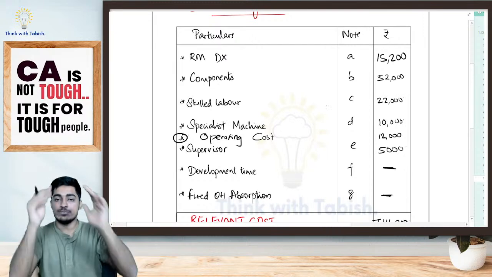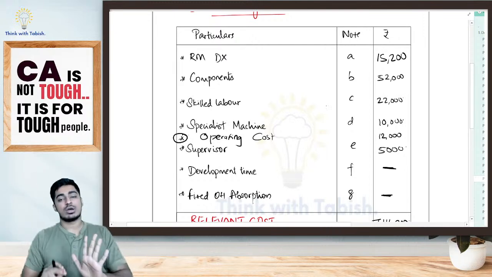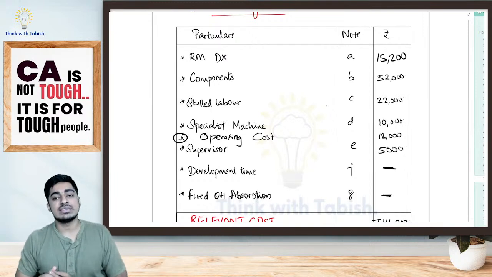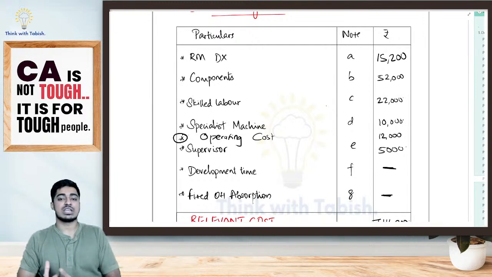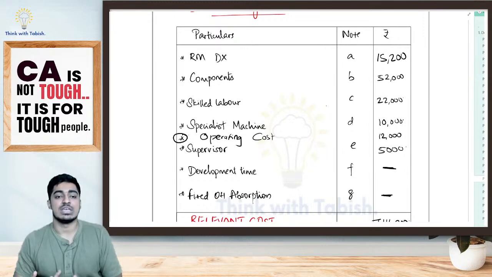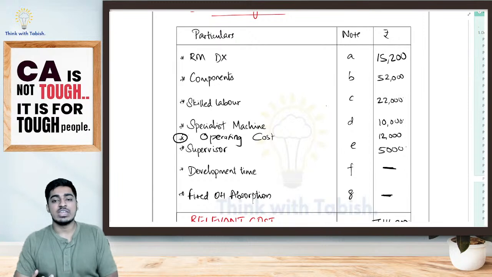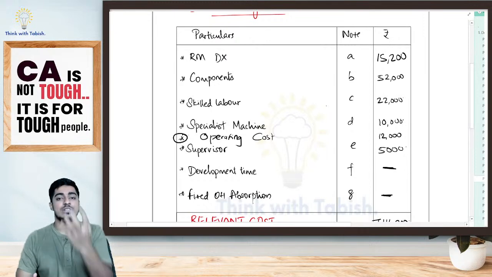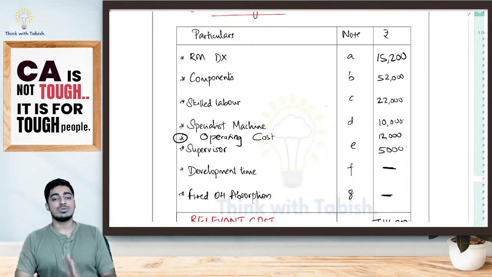In the exam, if you want, you can do it this way, or alternatively you can write the paragraphs as well. Raw material DX is already in stock, replacement cost is irrelevant. Component, company has two options. If it purchases from outside, 60,000. If it makes, variable cost of 40,000 and 32,000 and contribution loss of 20,000. Company will choose the lowest cost, that is 52,000; the other is irrelevant.